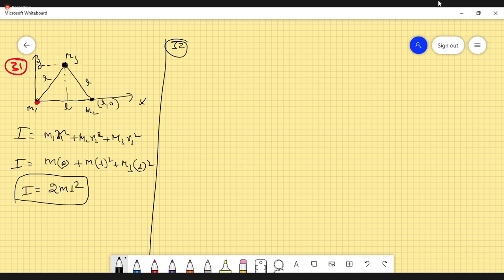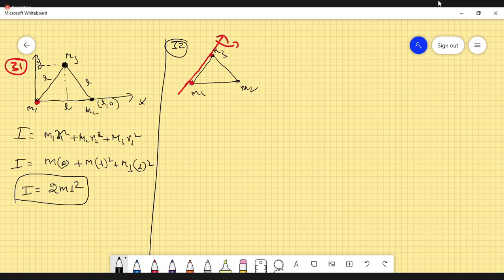Third one. So any side they are asking. Same triangle. Any one side. m1, m2, m3. Any one side means a side like this. This one. So this is the axis of rotation. Now, what is the moment of inertia?